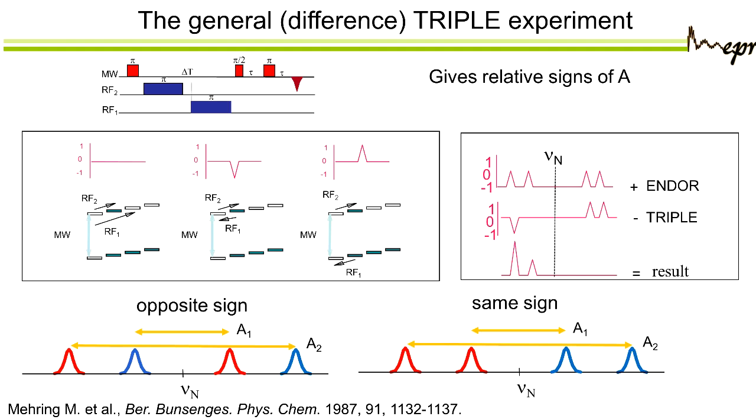So this is another experiment that one can do. Instead of having two microwaves, you can have one microwave and two RFs. Okay? So this experiment is called general triple. It gives you relative signs of hyperfine, and also it allows you to resolve lines. So let's see how it works.